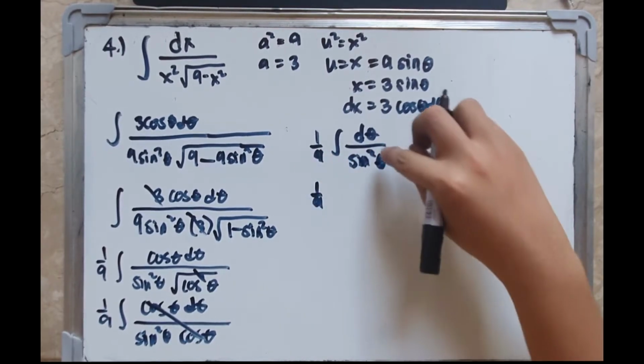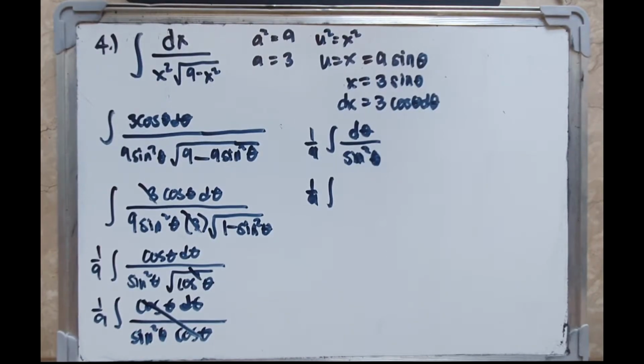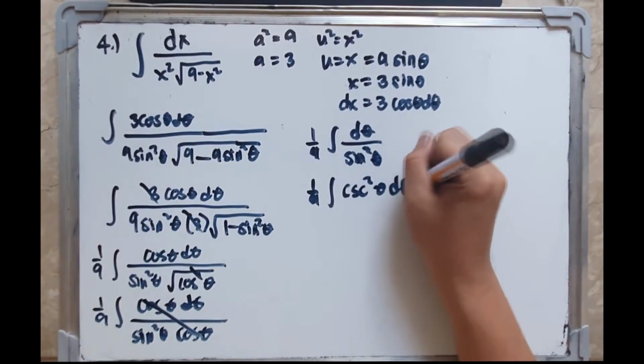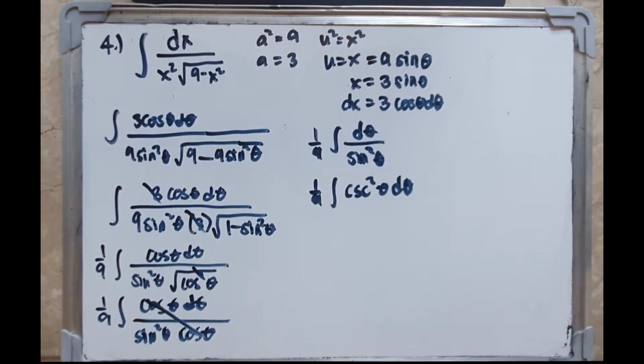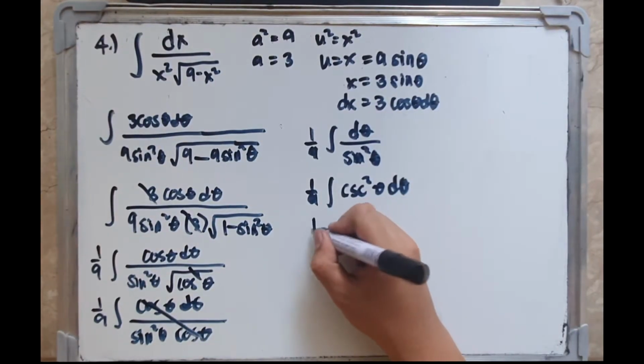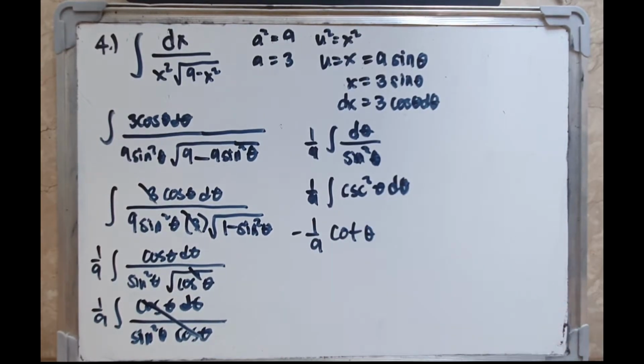Take the inverse of sine, or let's have the equivalent value of 1 over sine theta. 1 over sine theta, that is equivalent to cosecant theta. So this is cosecant squared theta d theta. Okay. So the integral of cosecant squared theta, that is negative cotangent theta plus c.